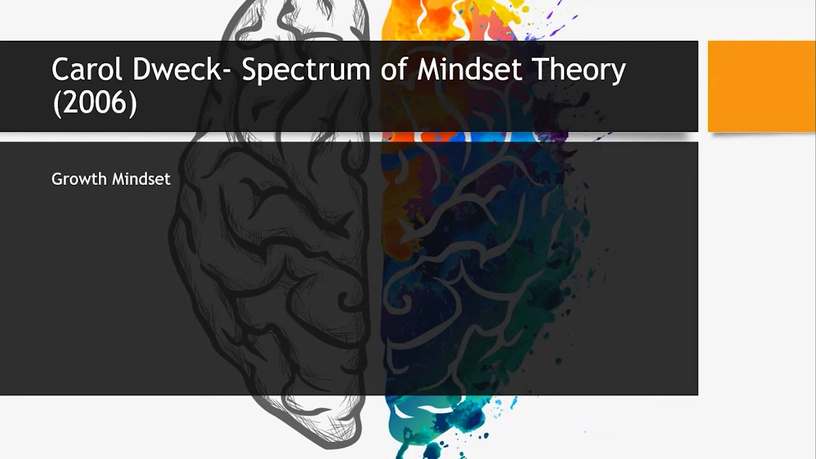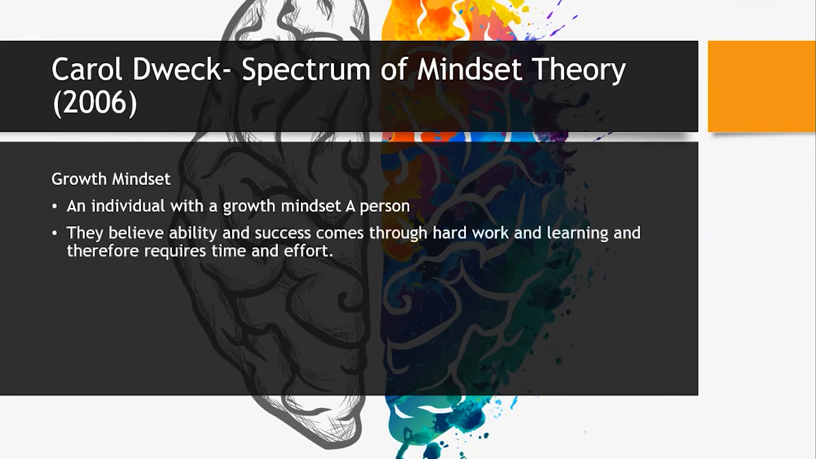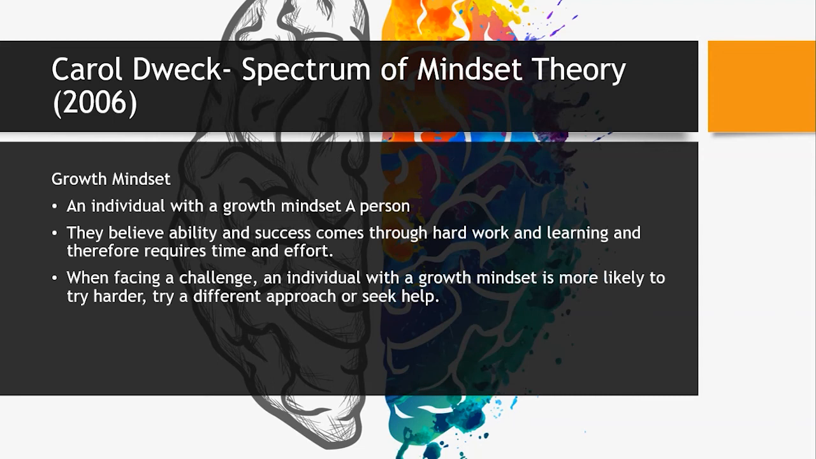The opposite to this is a growth mindset, and this is what we want everyone to be, particularly in students and maybe even just as important in the uniformed protective services. An individual with a growth mindset is a person who believes that ability and success will come through their hard work and what they've learned, and therefore that requires time and effort to achieve in that learning. When faced with a challenge, completely opposite to a fixed mindset, a growth mindset is more likely to try even harder. So when things get hard, they don't give up, they try harder, they try a different approach. They'll even go and ask people for help because they want to get past that challenge. They won't just give up.